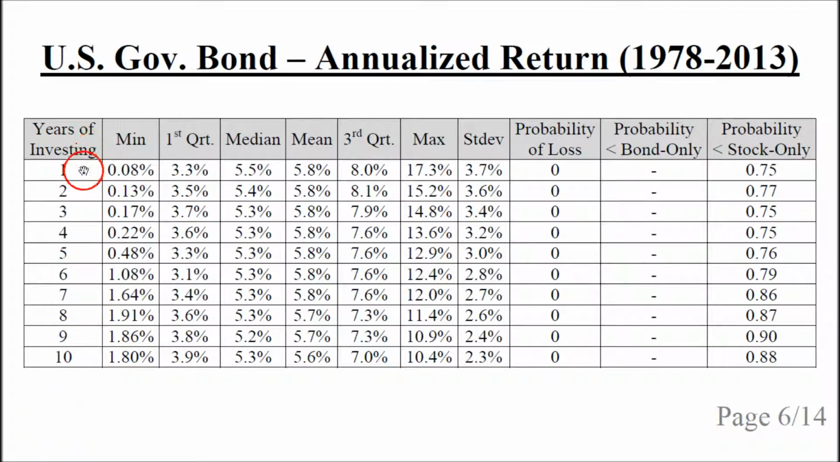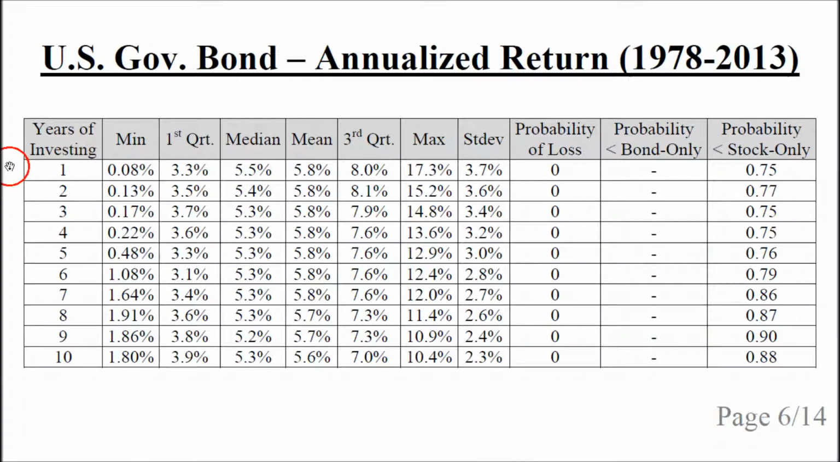So here we have the number of years of investing going from 1 up to 10. And here we have the minimum annualized return in this column. We have the maximum over here. We have the first quartile, the third quartile, and the median and the mean, and the standard deviation. And the probabilities will be described in another slide.